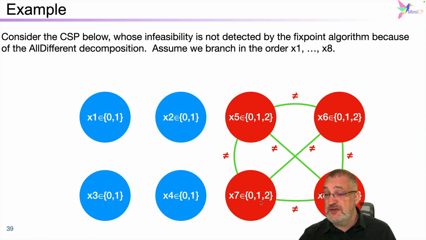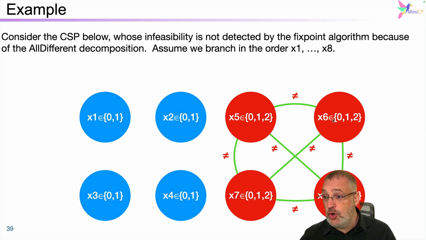So if you go with a lexicographic ordering and you pick the variable with the smallest domain, well, all the 4 blue variables only have 2 values in the domain, so you will be tempted to branch on these guys first with min_dom. These guys have 3 values. You're not going to look at them right away.